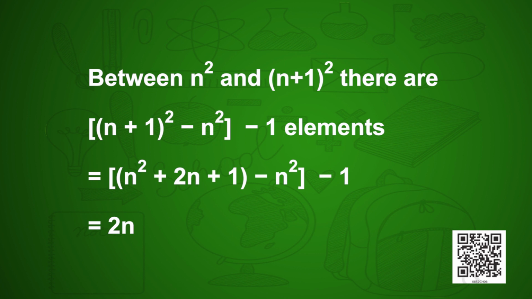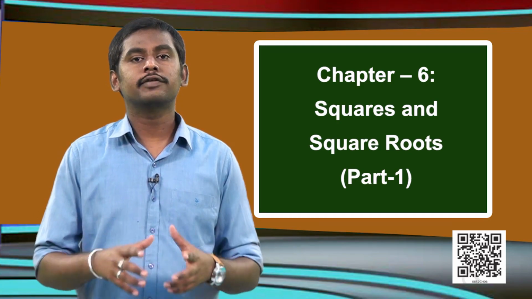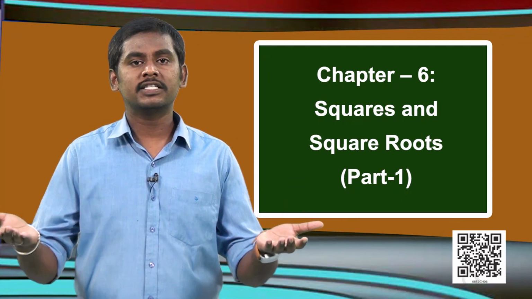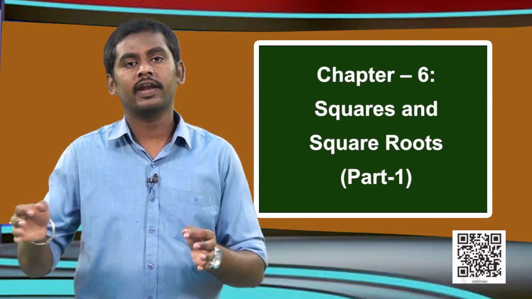So, if we try to simplify this, we get n square plus 2n plus 1, because n plus 1 whole square is nothing but n square plus 2n plus 1, and we are left with minus n square and minus 1. So, we can cancel n square and minus n square, we can cancel 1 and minus 1. So, we are left with 2n there. Students, we had observed that whenever we have the squares of two consecutive numbers, that is n square and n plus 1 whole square, in between these numbers we have 2n non-square numbers.